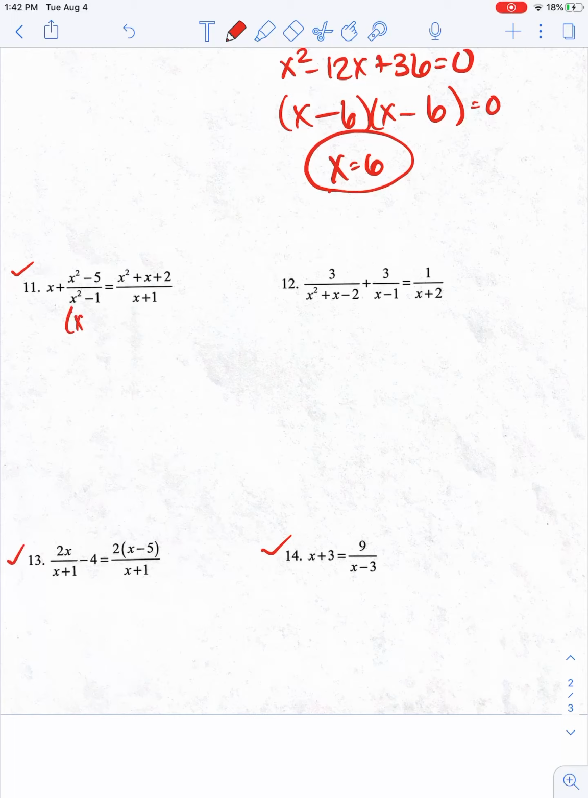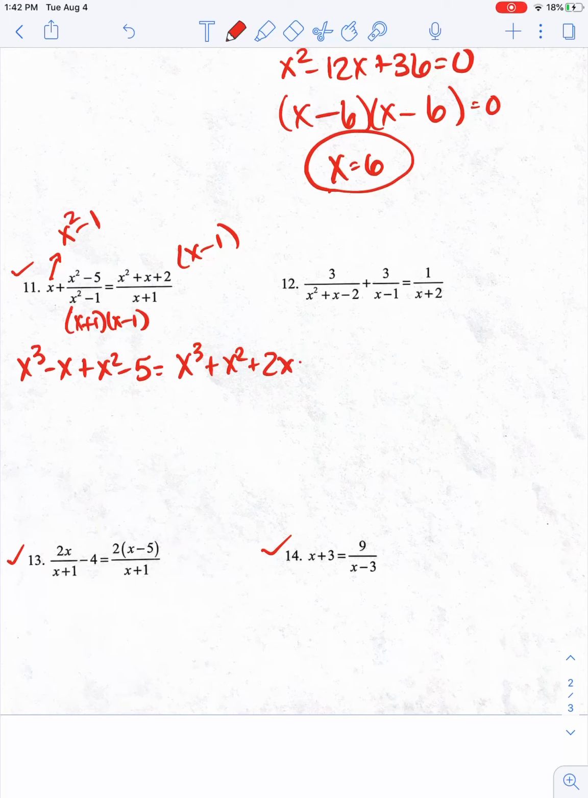Okay, so this is x plus 1, x minus 1. So he needs both. So he's going to get the x squared minus 1. He has both. He just needs an x minus 1. So the top, let's see, that's going to be x cubed minus x plus x squared minus 5 equals, and then I have to lobster this out, so bear with me. x cubed plus x squared plus 2x minus x squared minus x minus 2.